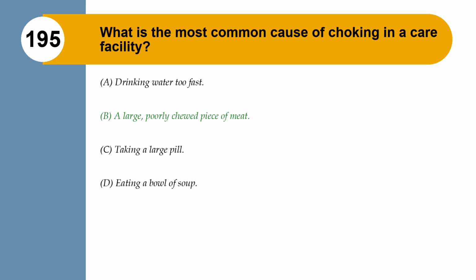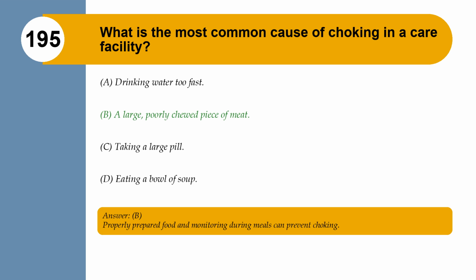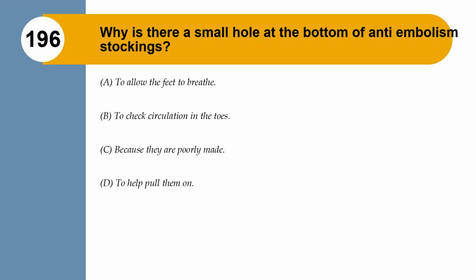The correct answer is option B, a large, poorly chewed piece of meat. Explanation. Properly prepared food and monitoring during meals can prevent choking. Question 196. Why is there a small hole at the bottom of anti-embolism stockings?